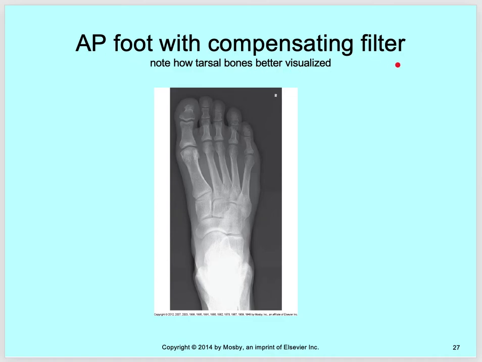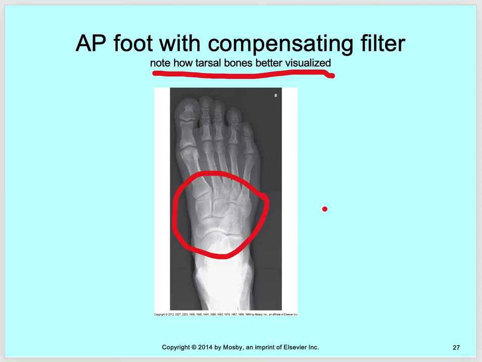A compensating filter, which you'll probably talk about with Mr. Garza. They don't use compensating filters at the clinic sites, but understand your compensating filters, what they do and how they do it. So you note how the tarsal bones are better visualized.